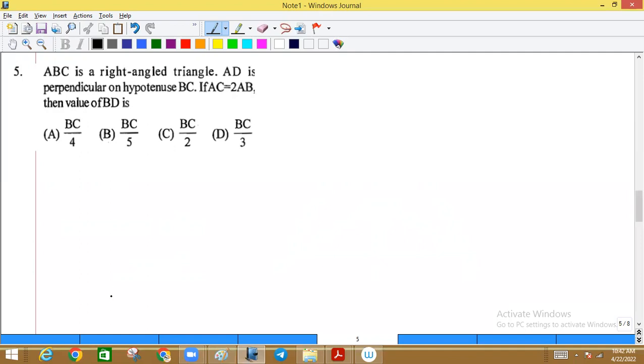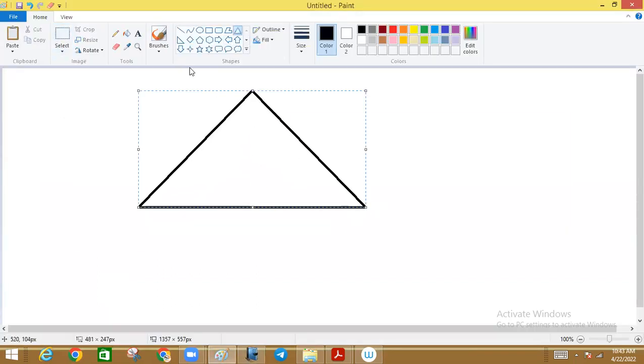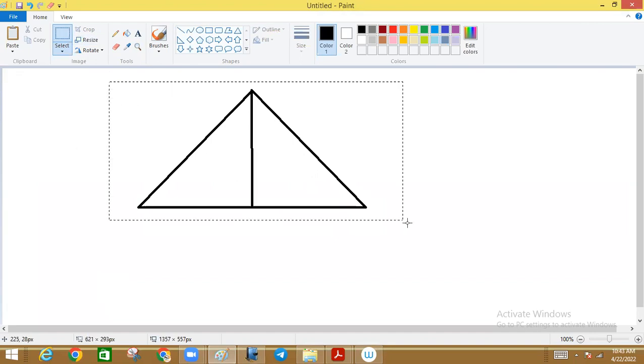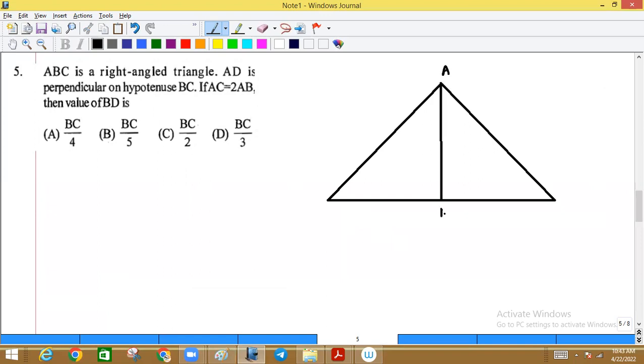Now, ABC is a right angle triangle, and AD is the perpendicular on hypotenuse BC. BC is the hypotenuse, which means the right angle is at A. Let's draw that. I'm drawing it normally. Don't take the figures on scale. Never ever take figures on scale. Now this one is A, D, BC. What is he asking you? He's asking you BD. We need x, y, a and b. Can you tell me what a and b are?